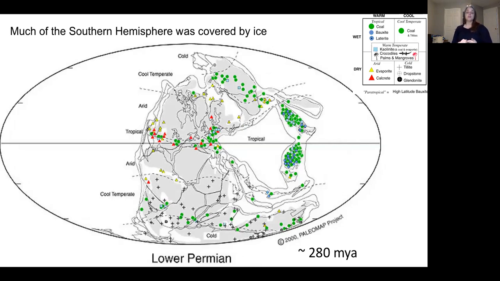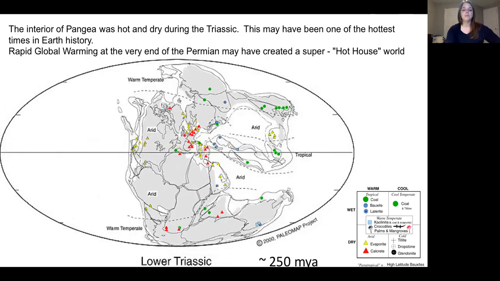At the beginning of the Permian, the southern hemisphere was covered in ice, and we had a ton of landmass there at that time, and it was quite cold 280 million years ago. But remember, as we got towards the end of the Permian, it was crazy hot, and that's what led to that Permian extinction. Now we're into the beginning part of the Triassic.